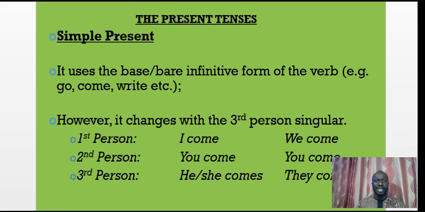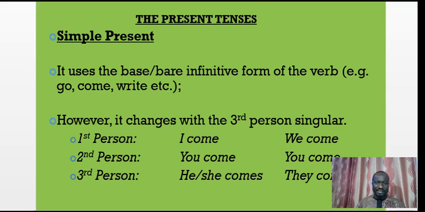Next, we are going to look at the different tenses that we have. The simple present uses the base or bare infinitive form of the verb. Example: go, come, write. This is the present tense. What form do they use? They use the lexical verb, the base, the bare infinitive, without adding any inflection to it. However, it changes with the third person singular.